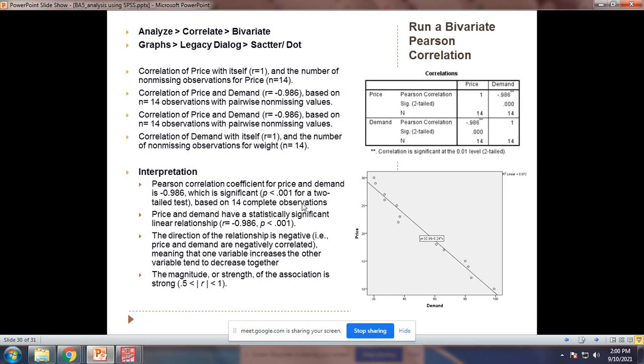So here that is what I am writing: Pearson correlation coefficient for price and demand is minus 0.986, which is significant. In brackets, whatever is given over here, P is less than 0.01. You can see the value over here. It is less than 0.01, for a two-tailed test. It is written over here, two-tailed test, and we are performing two-tailed tests based on the number of observations that you have. We have 14 observations, so 14 complete observations. The first interpretation point is clear. How you have to write it?